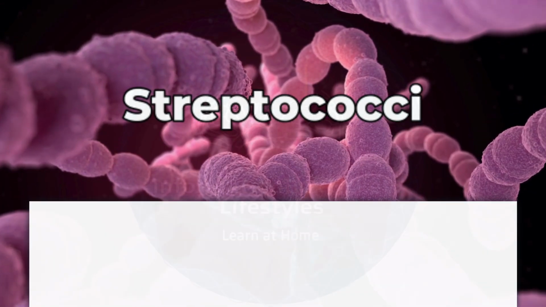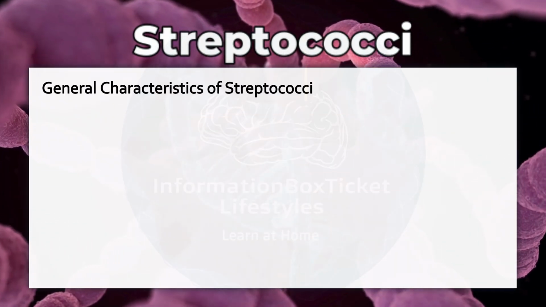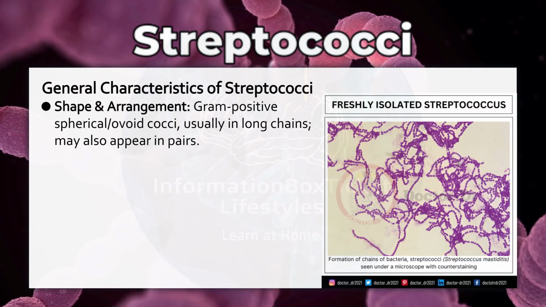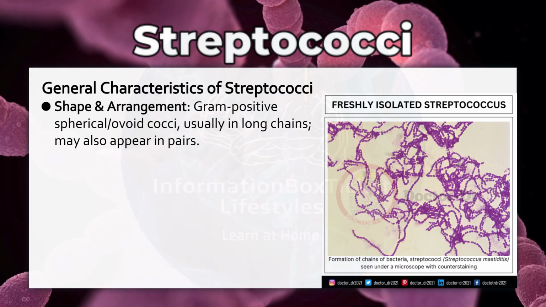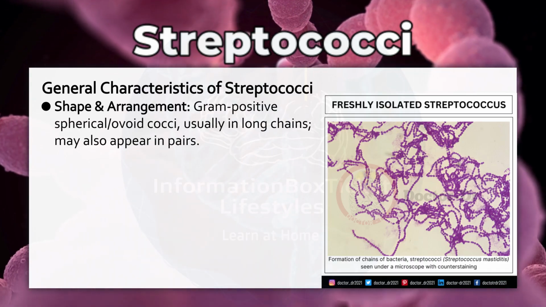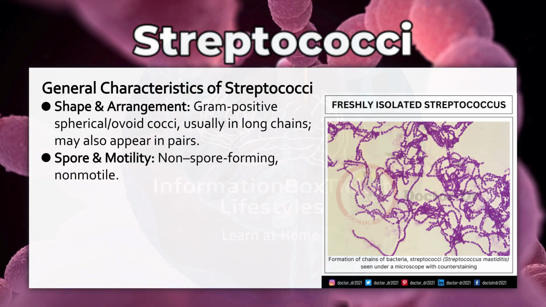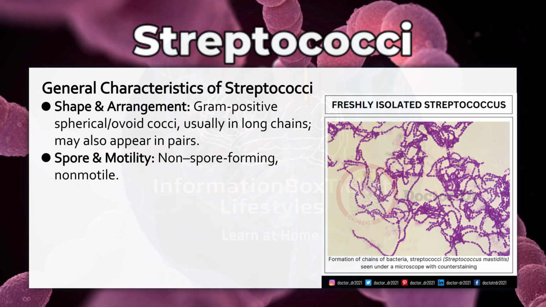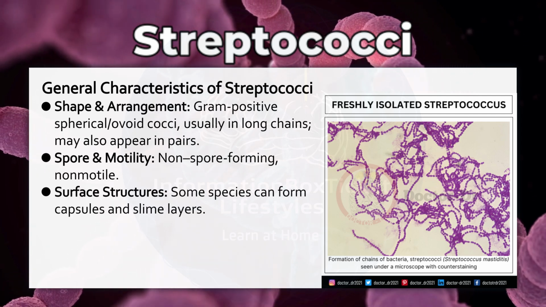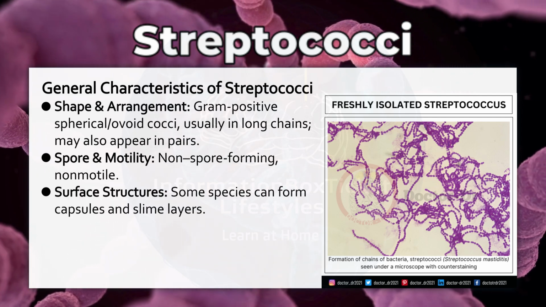Streptococci. General characteristics of Streptococci. Shape and arrangement: Gram-positive spherical or ovoid cocci, usually in long chains, may also appear in pairs. Spore and motility: non-spore-forming, non-motile. Surface structures: some species can form capsules and slime layers.